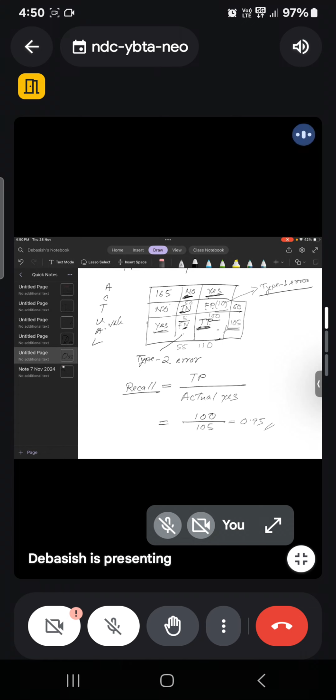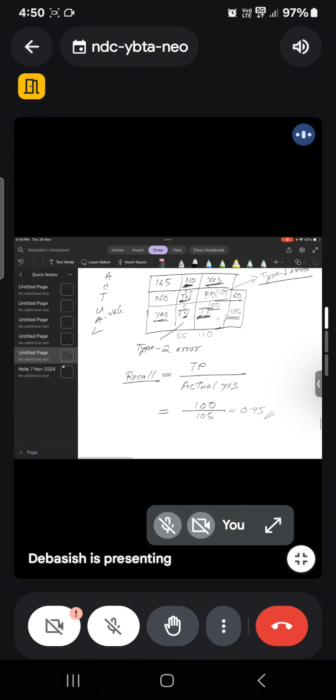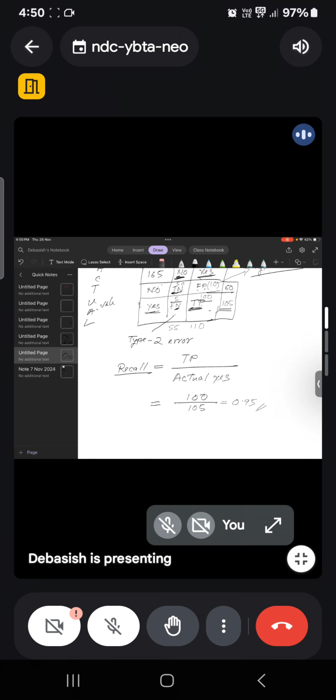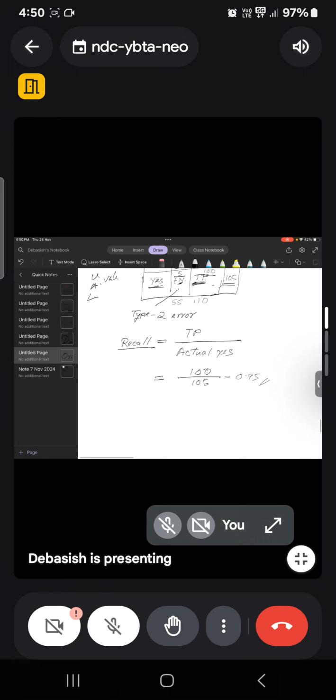So then what is the accuracy? You have to find out the accuracy of this ML model. Let us consider predicting whether you have pox or not as a simple ML model. So how do we find out the accuracy of the model? We'll find it by this formula.